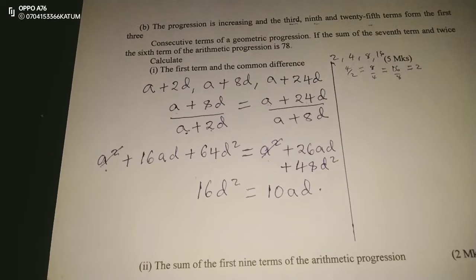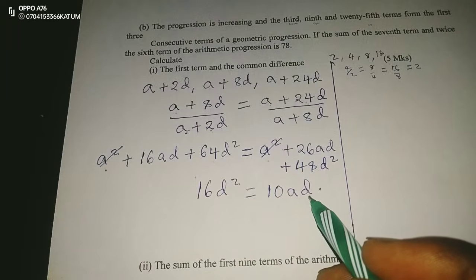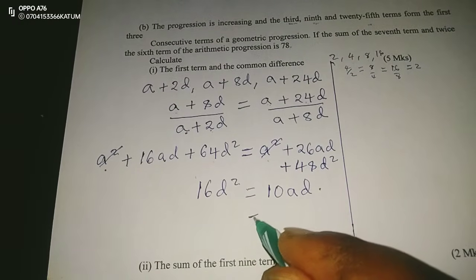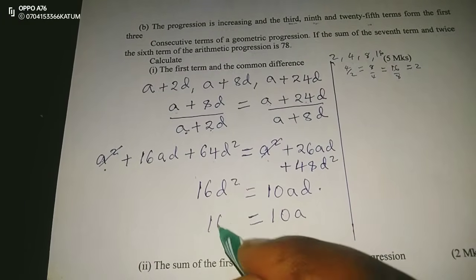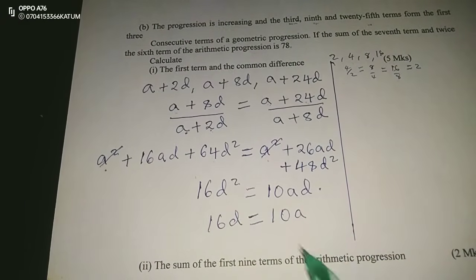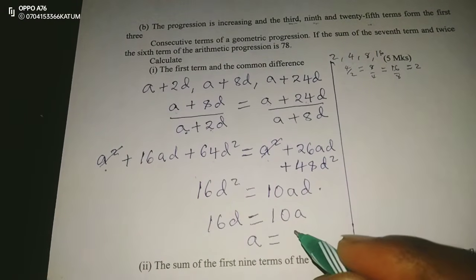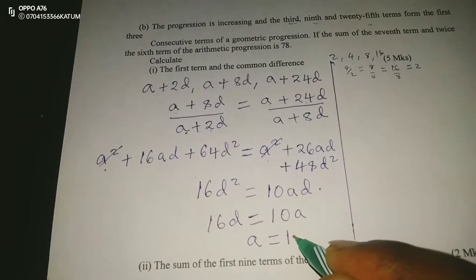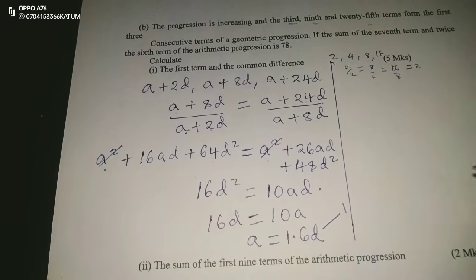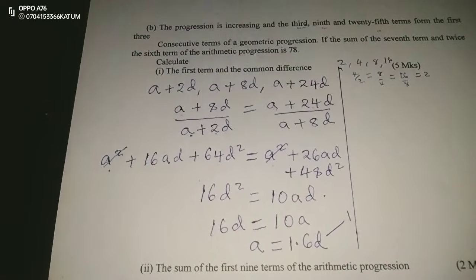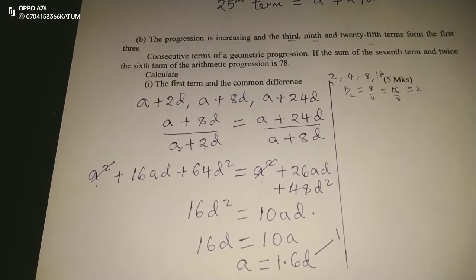This means we can simplify further, because 10 can simplify and also d is on both sides. So we can say 10a equals 16d, because 1d will cancel out, and this means the value of a is going to be 1.6d. We can call it the first equation. So the relationship between a and d is that a is equal to 1.6d, because I've divided by 10.